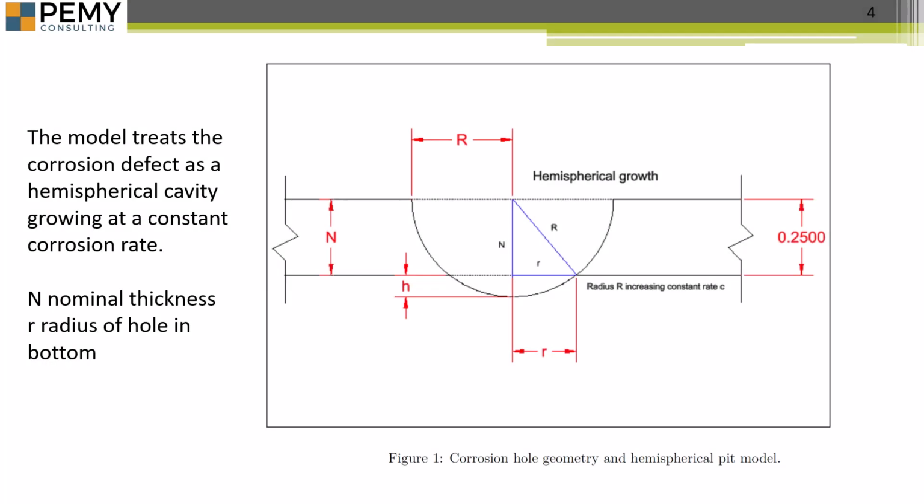The model starts with a point at the center of the half sphere, which grows radially at the corrosion rate. The algebra is quite simple. You are attempting to find the value of little r, which is the radius of the hole in the bottom. Time is defined from the moment the corrosion cavity first breaches the bottom plate and leakage begins. After solving the geometry for r, the expressions for hole radius and area are determined.